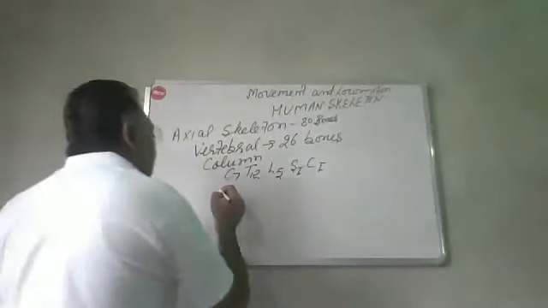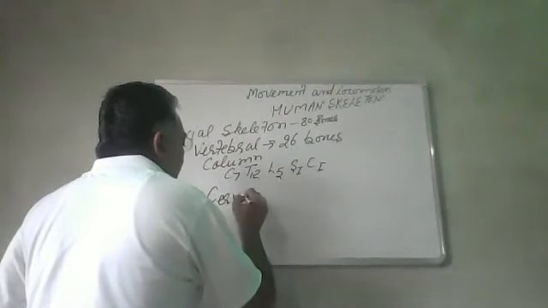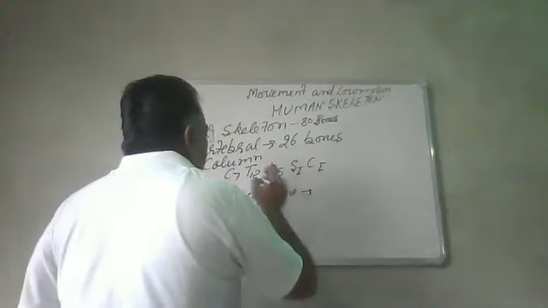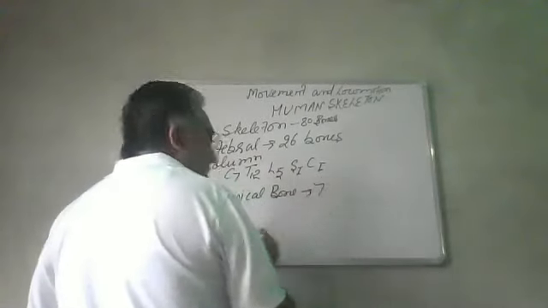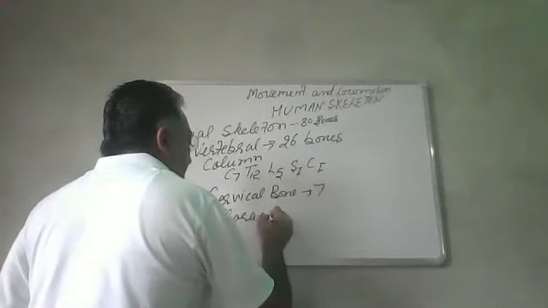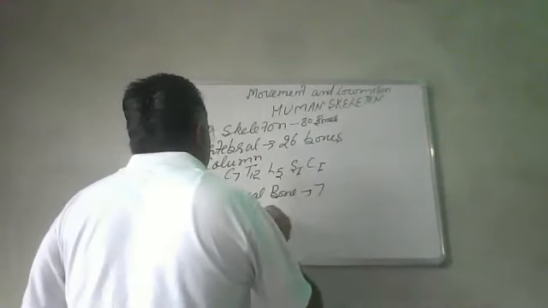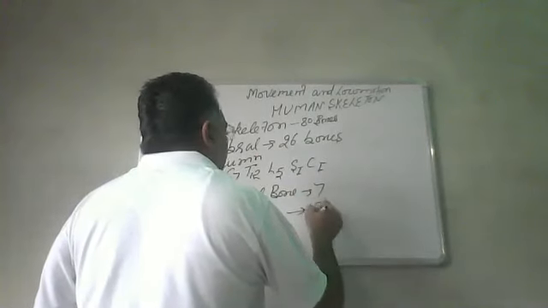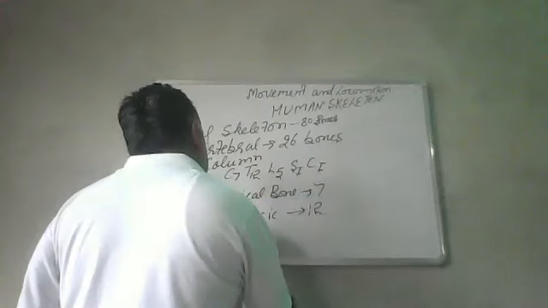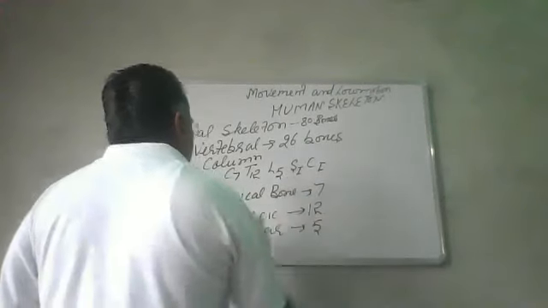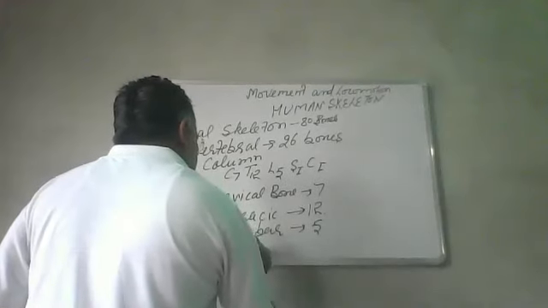Here C means cervical bone. Cervical vertebrae in the vertebral column are 7, and then thoracic vertebrae 12, and then lumbar vertebrae, that is 5, and then sacral.